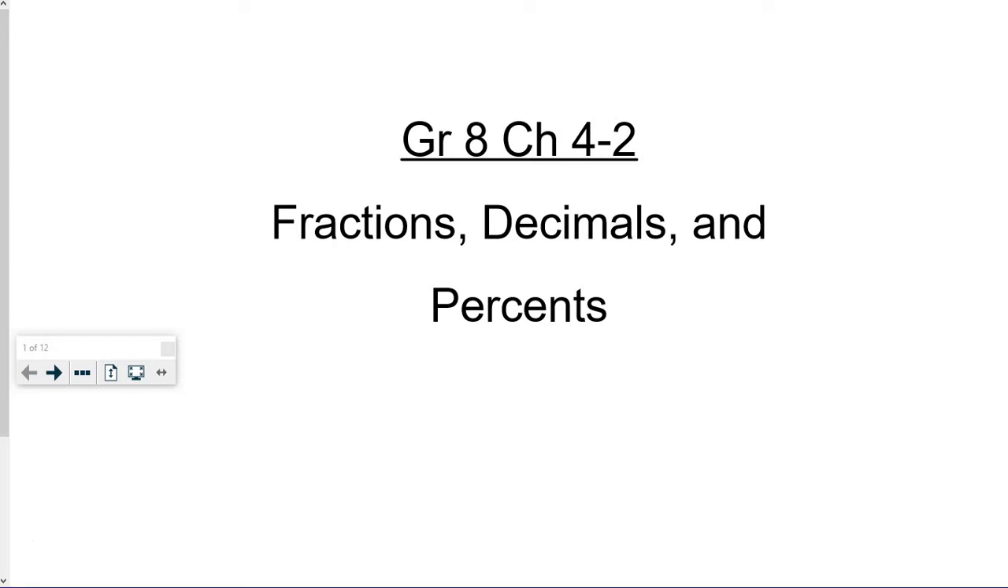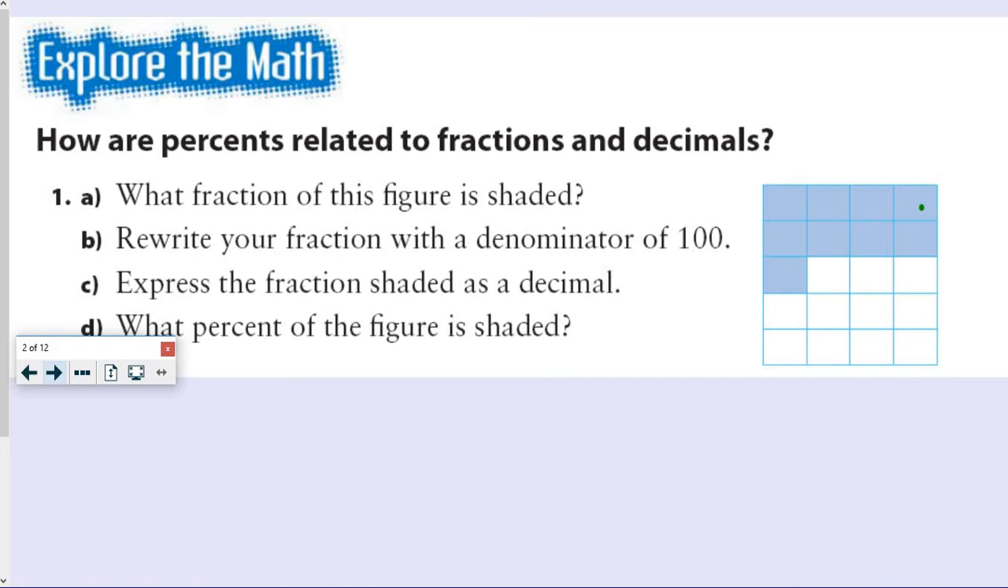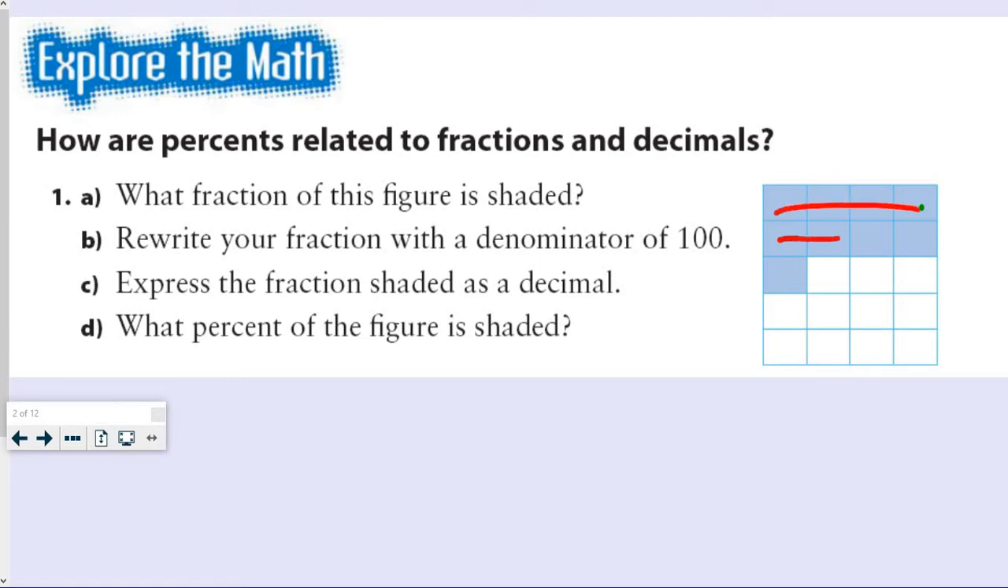This is grade 8, chapter 4, part 2, fractions, decimals, and percents. As we get working through this, how are percents related to fractions and decimals? So what fraction of this figure is shaded? We've got 4, 8, 9. We've got 9 out of 20 total shapes. So what fraction of this figure is shaded is 9 out of 20.